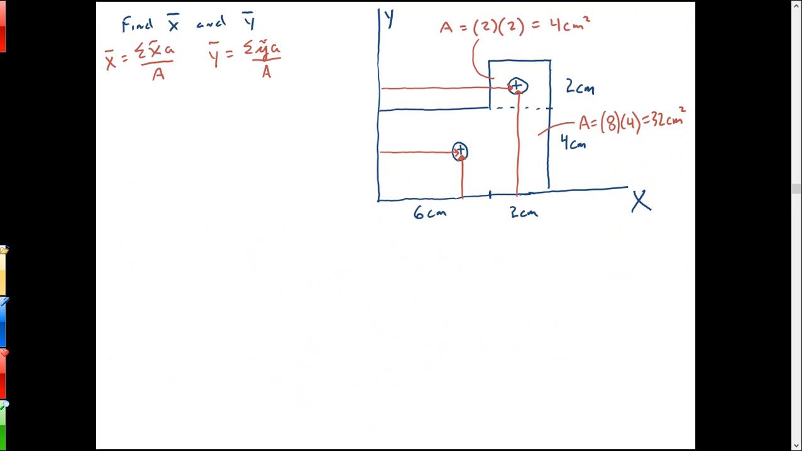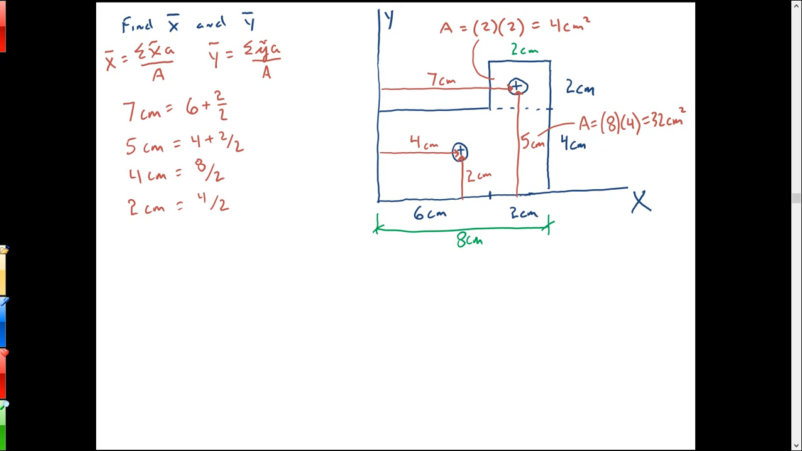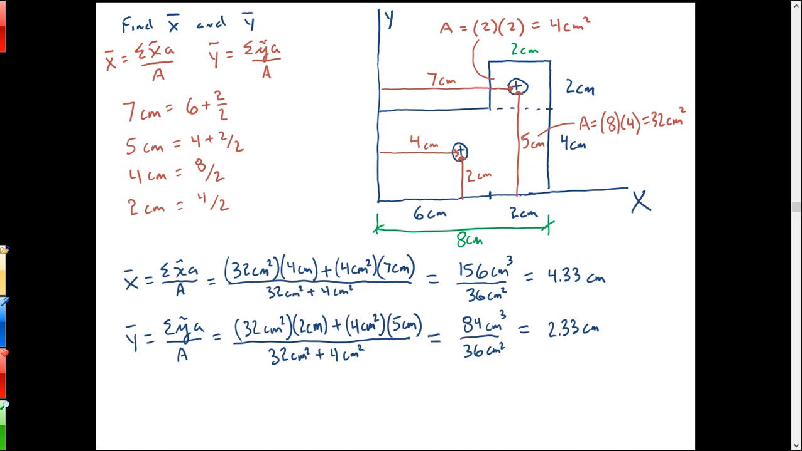Okay, so to do that, I found the areas, found the distances from the two axes, x and y axes, to the centroid. Notice that I consistently measure from the same set of axes, the x and y. So I have to add in those offsets. On this one I had a 6 centimeter offset to get to that point, plus one more. On this one I had a 4 centimeter offset plus one more. So you always have to start at the same axes as you do this process. And then I just ran the numbers. Okay, x bar is the sum of x bar a over a, and y bar is the sum of y bar a over a.